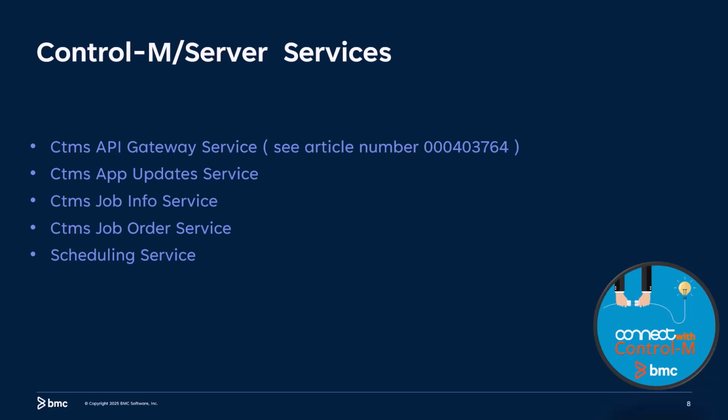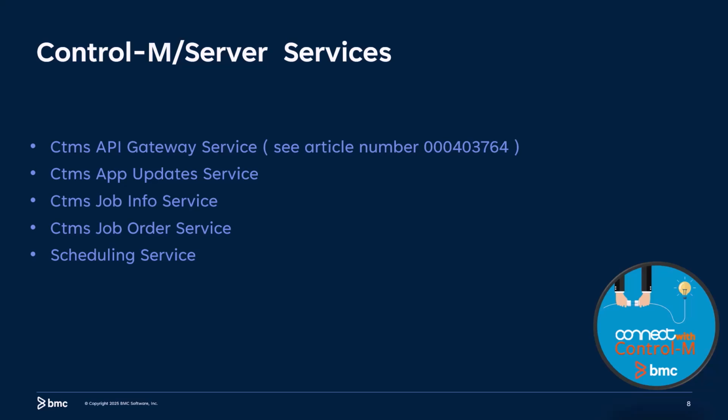The CTMS API Gateway Service handles requests from the Control-M EM, specifically for ordering. Over this channel, it performs order, why, output, and log requests. The CTMS APP Update Service provides a channel for Control-M EM to query the server for MFT updates without any impact to job updates.